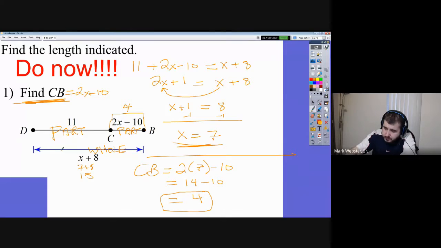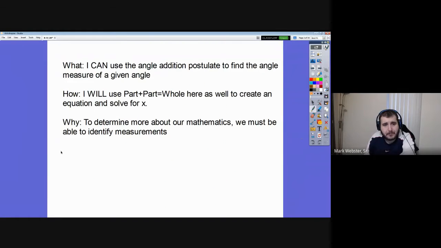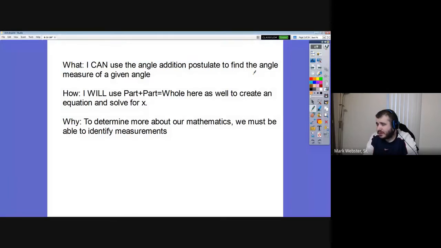Okay, so let's talk about today. What are we going to do? Well, we're going to be able to use what's called the angle addition postulate to find the angle measure of a given angle. In order to do this, just like we did last week with the segment addition postulate, we're going to do part plus part equals whole.